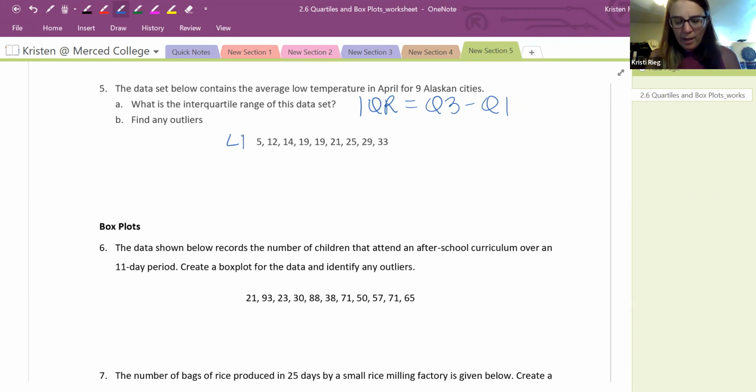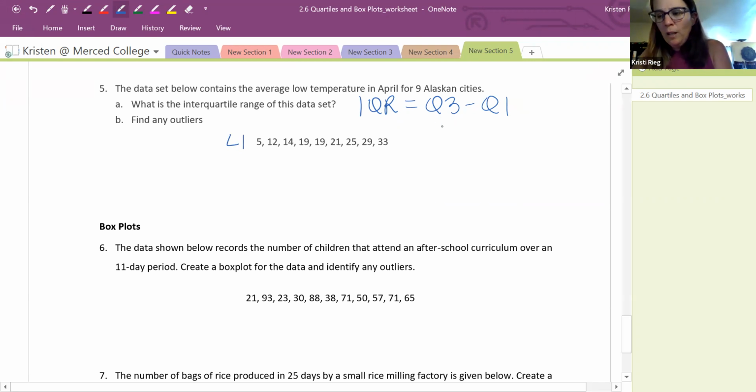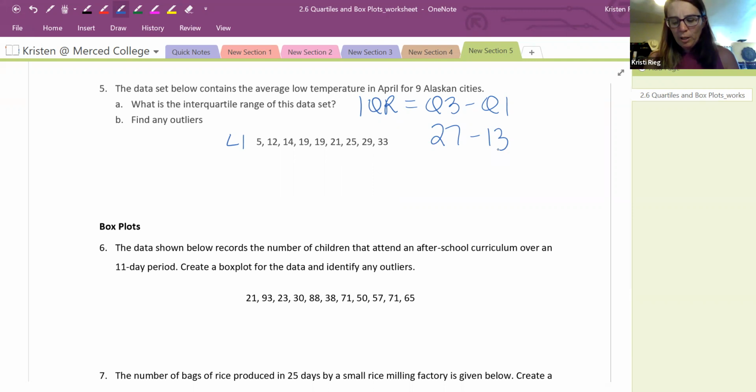And right here, I don't need the whole 5-number summary. I just need Q1 and Q3. So I get 27 minus 13. That's the Q1 and Q3 from my calculator. So 27 minus 13 is 14. The IQR is 14.